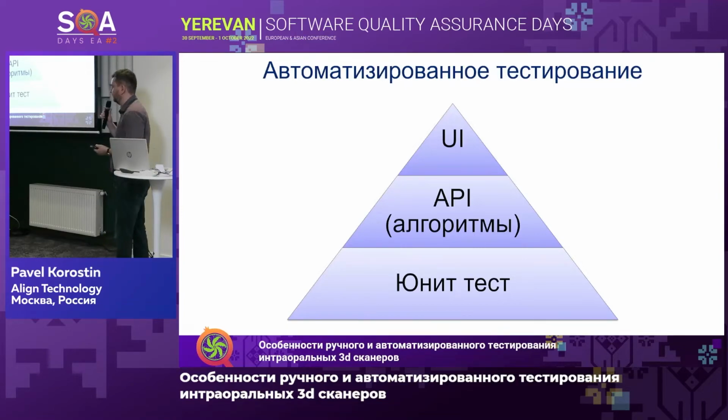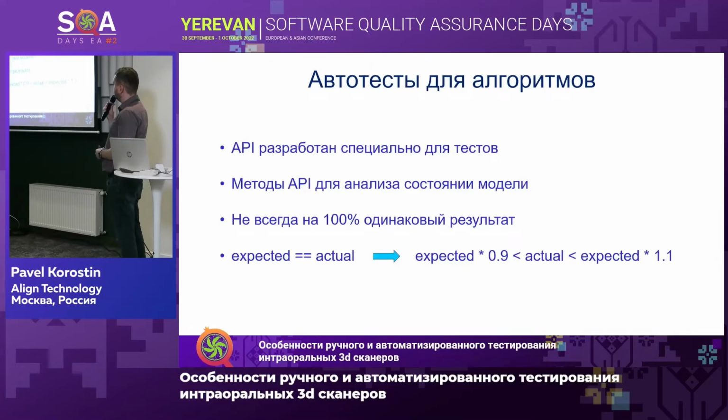We use some layers: unit tests, API tests, which are mostly used for algorithms, and UI tests like user scenarios. I will tell you about the API layer now, the most interesting layer of all, I guess. The thing is that the scanner itself is a monolith, if you will, which has a graphic user interface. Of course, we don't have a native API.